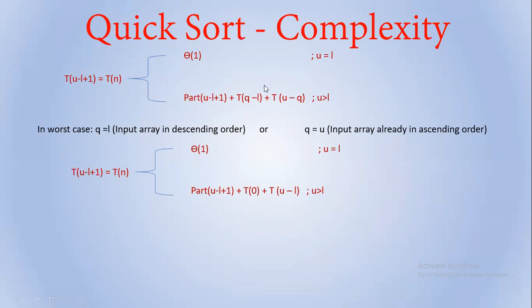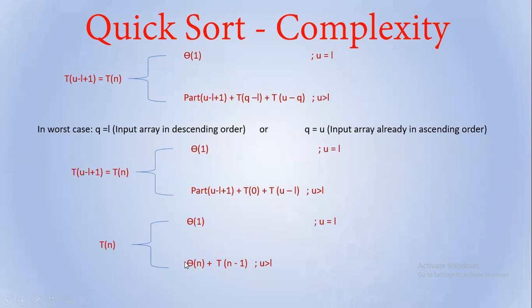In that case, what will happen at last is that for one of these quick sorts the complexity will be 0 and the other's complexity will be U minus L. U minus L means N minus 1. So that is the next simplification. So T0 is 0. U minus L means T N minus 1. So this will be Tn. This will be theta 1.